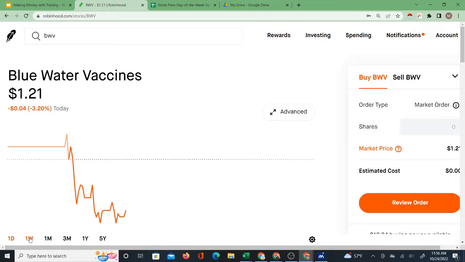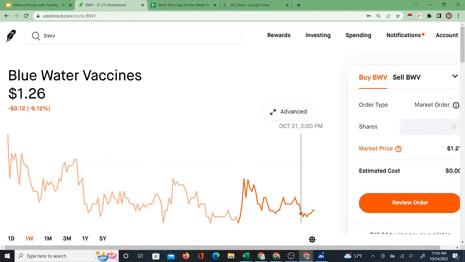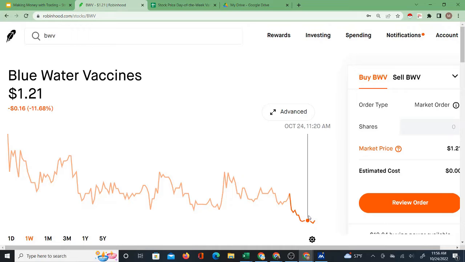And if you look at 1 week, you can see that on Friday, which was the 21st, today's Monday the 24th, that Friday the 21st, it closed off at 1.25. So right now, it is lower, a bit lower than where it had closed on Friday.